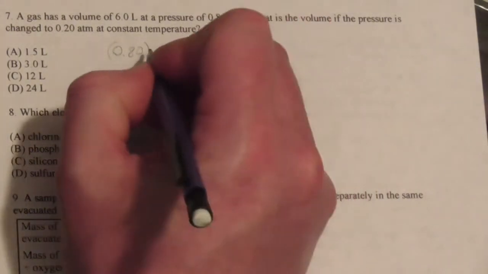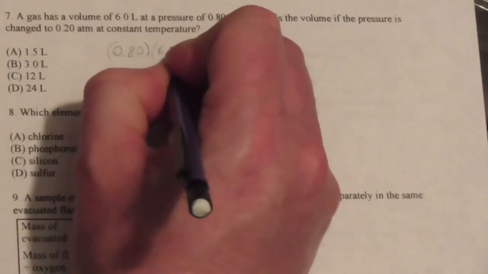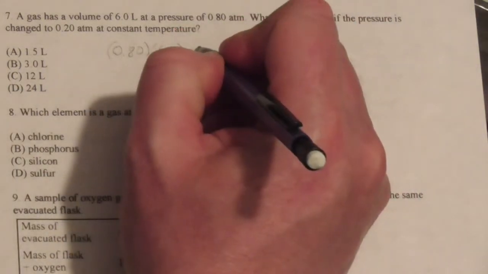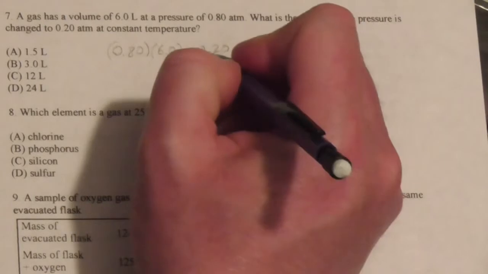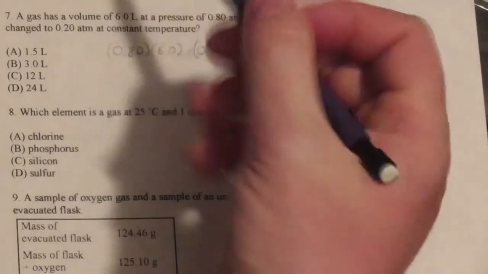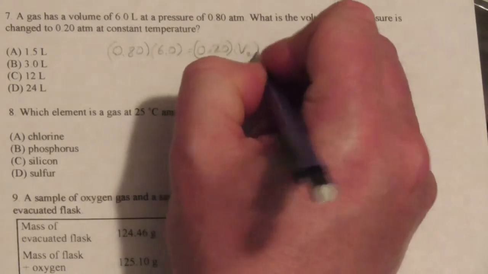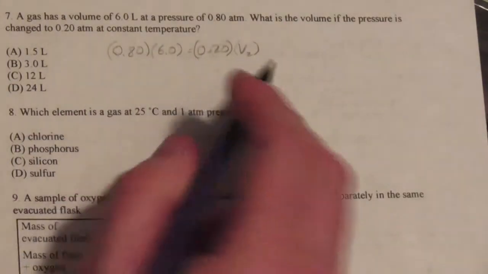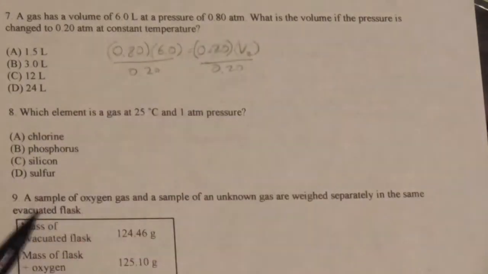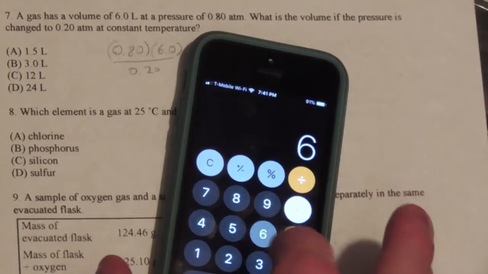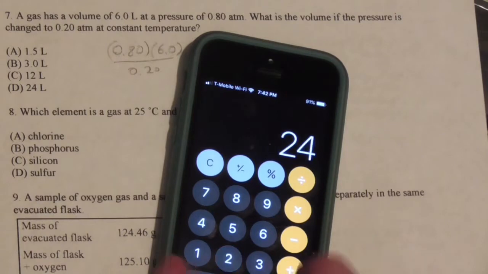So 0.80 atmospheres, and this is 6 liters. Now we're changing the pressure to 0.20 atmospheres. What did I do there? The temperature remains constant, and my new volume V2. So P1 V1 equals P2 V2. Divide this by 0.20. So we have now 0.80 times 6 divided by 0.2.